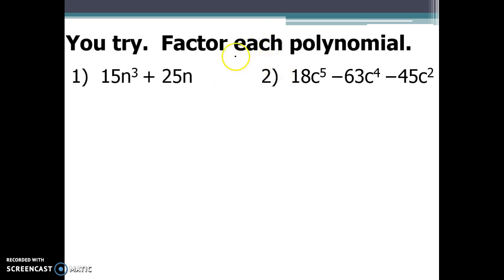Okay? Here's 2 more for you to try. Once you try factoring each of these, again, you want to figure out what your GCF is. What is the big thing that can come out of each one? And then go ahead and figure out what would be left over if you took that out. Again, I'll give you guys a couple minutes to try this on your own. Pause the video and try them. Then come back to me and check and see if you agree with your answers.